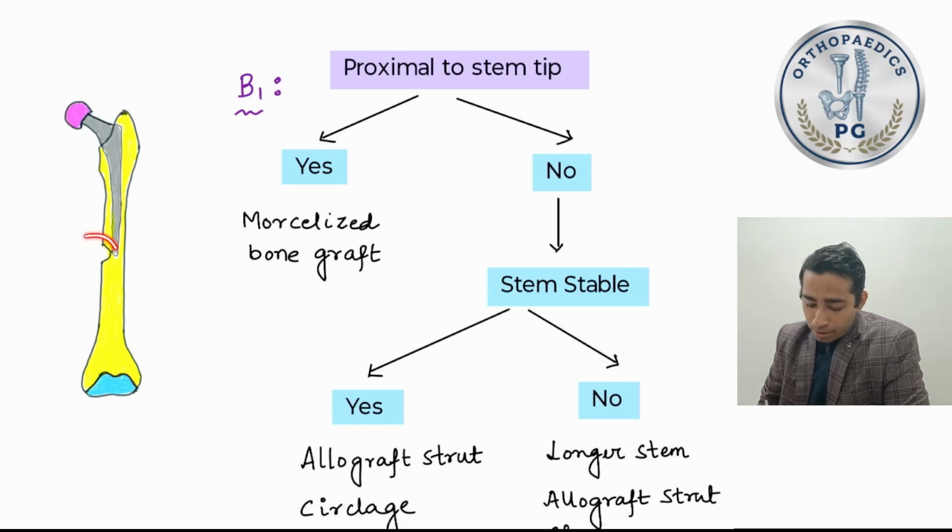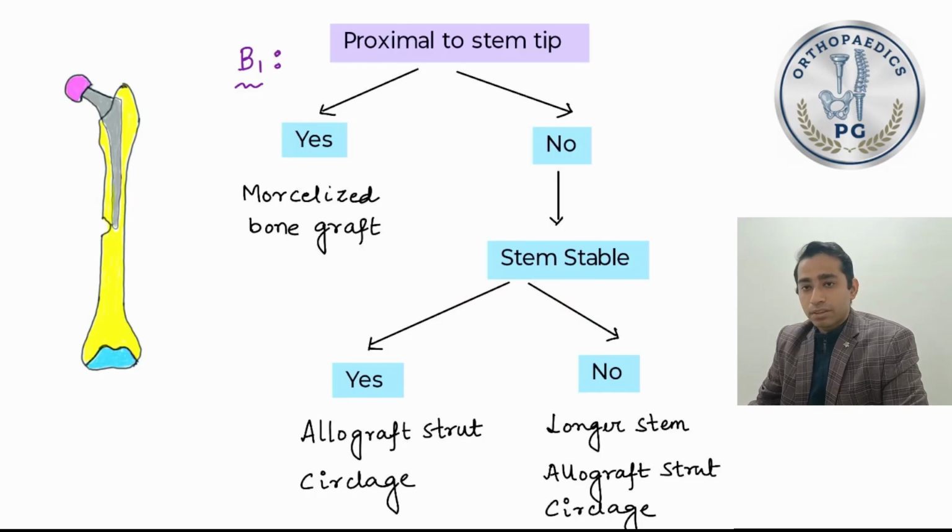Type B1 is a perforation. Here we have to see whether the perforation is proximal to the stem tip or not. If it is proximal, we do a morselized bone grafting alone. If it is distal to the stem tip, then we have to see whether the stem is stable or not. In a stable stem, we can do a cerclage with an allograft strut. However, if the stem is not stable, we have to use a longer stem and cerclage with an allograft strut.